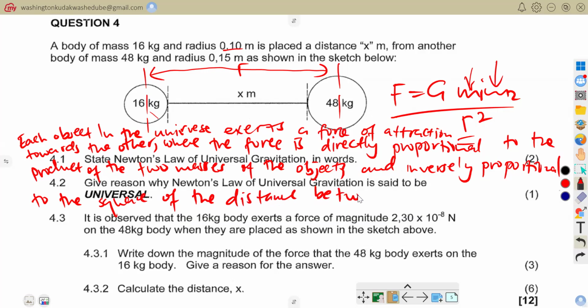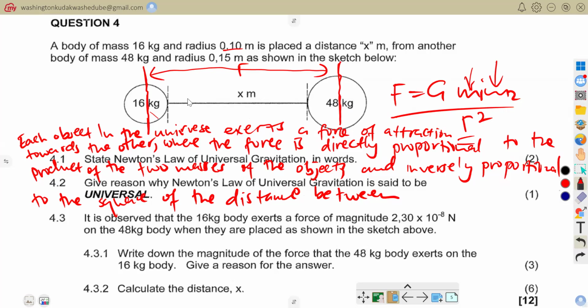between them. So when we say the distance between them, we mean the distance from the center of this object to the center of that object. That is what we refer to as R. So we are saying each object in the universe exerts a force of attraction to any other object within the same universe, where the force is directly proportional to the product of the two masses of the objects, and inversely proportional to the square of the distance between them.